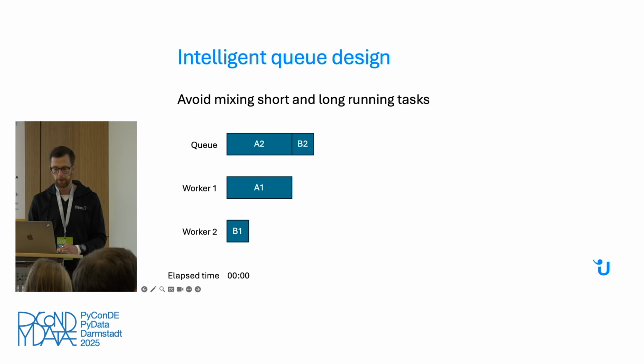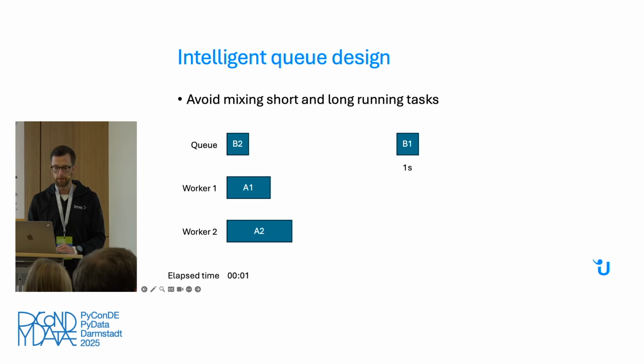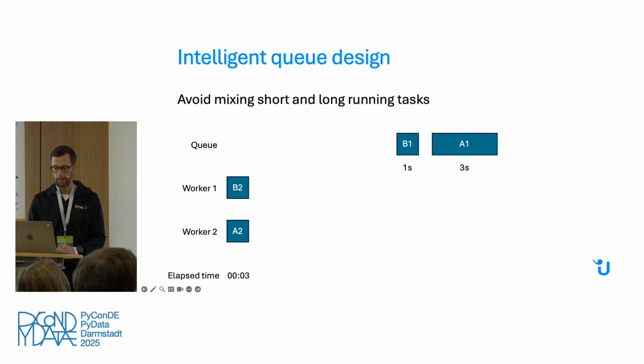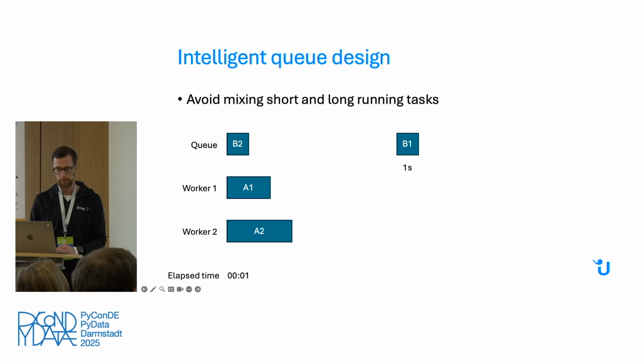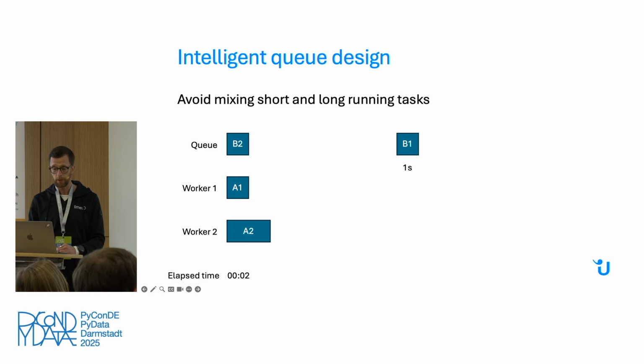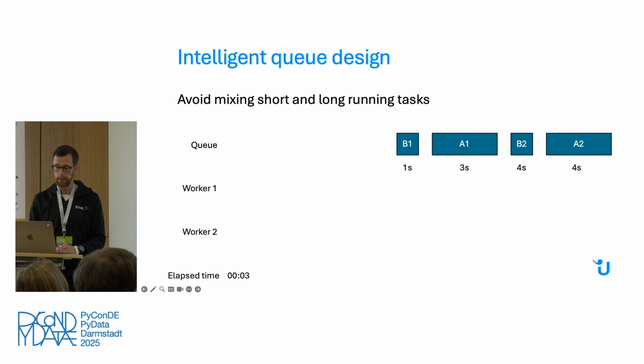Worker 1 fetches A1, worker 2 fetches B1 because they were first in the queue, and then they execute them. So the remaining time reduces. After 1 second, B1 is complete. Worker 2 grabs task A2, and B2 remains in the queue. Then after 3 seconds, A1 is finished. And after 4 seconds, both tasks are finished.